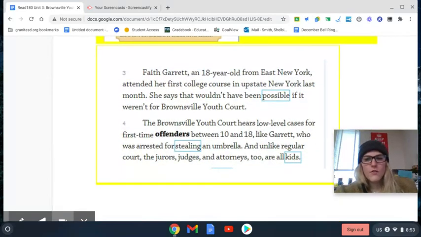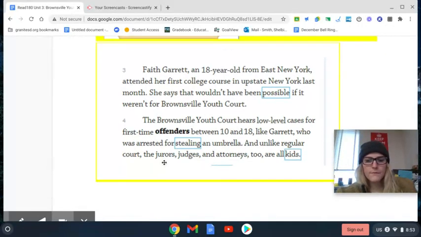Paragraph 3. Faith Garrett, an 18-year-old from East New York, attended her first college course in upstate New York last month. She says that wouldn't have been possible if it weren't for Brownsville Youth Court. The Brownsville Youth Court hears low-level cases for first-time offenders between 10 and 18, like Garrett, who was arrested for stealing an umbrella. And unlike regular court, the jurors, judges, and attorneys, too, are all kids. So this court is just for people who commit low-level crimes, like stealing an umbrella or stealing a piece of candy. And they have to be first-time offenders, which means it's their first crime they've committed and gotten caught. So that's who will go to this court.